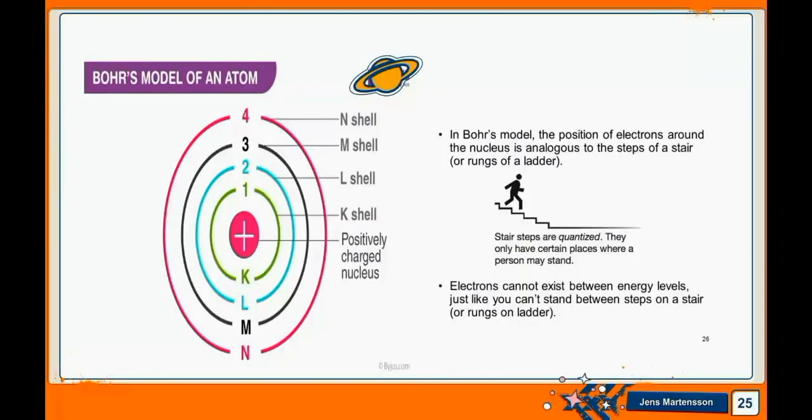So here in this image, same thing is displayed. First is K shell, then L, M and N, and here this one is positively charged. Now numbering starts from the innermost shell, 1, 2, 3, 4 and so on.